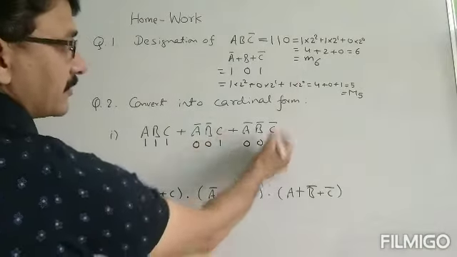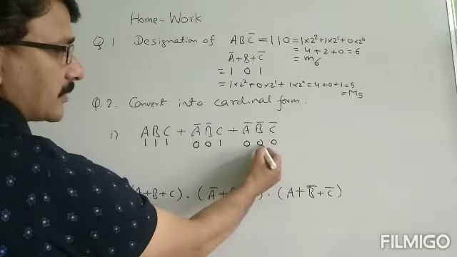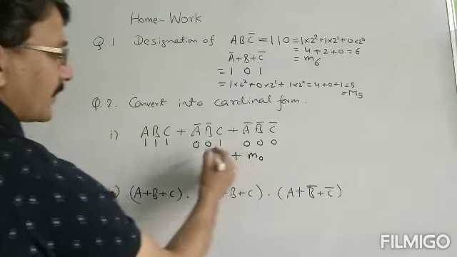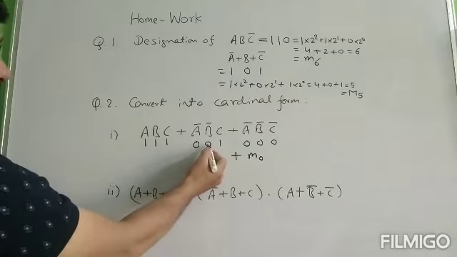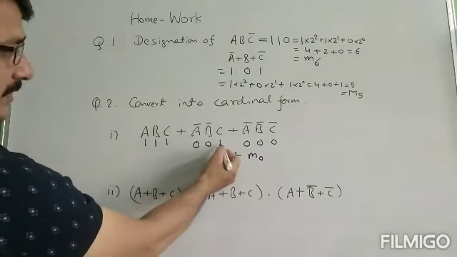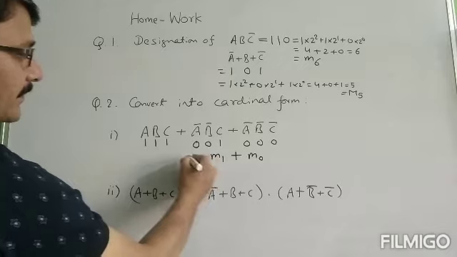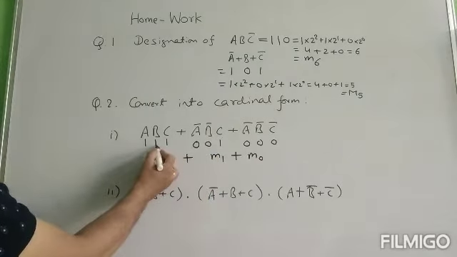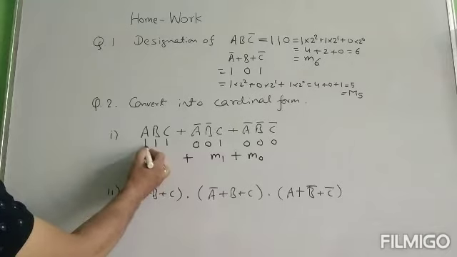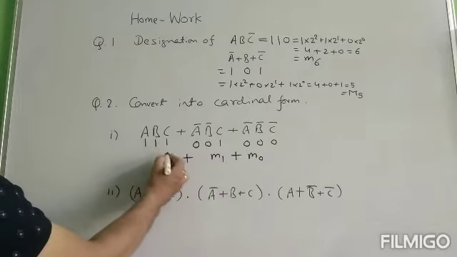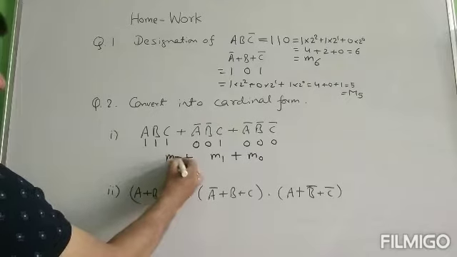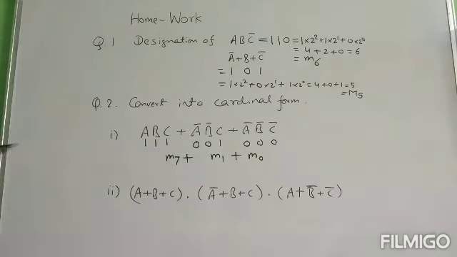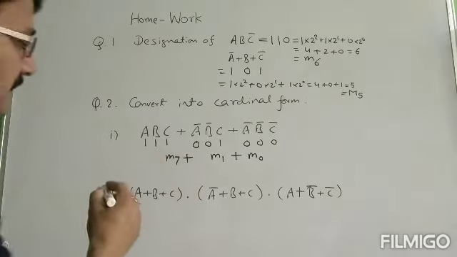If we convert this, we know the rule: 0 into 2 to the power 0, 2 to the power 1, 2 to the power 2, this will ultimately be M0. Now the next is 0, 0, and 1 into 2 to the power 0, which is M1. And now 1 into 2 to the power 0 is 1, 1 into 2 to the power 1 is 2, and 1 into 2 to the power 2 is 4. 4 plus 2 plus 1 is 7, so this is M7. This is the cardinal form of this particular expression.